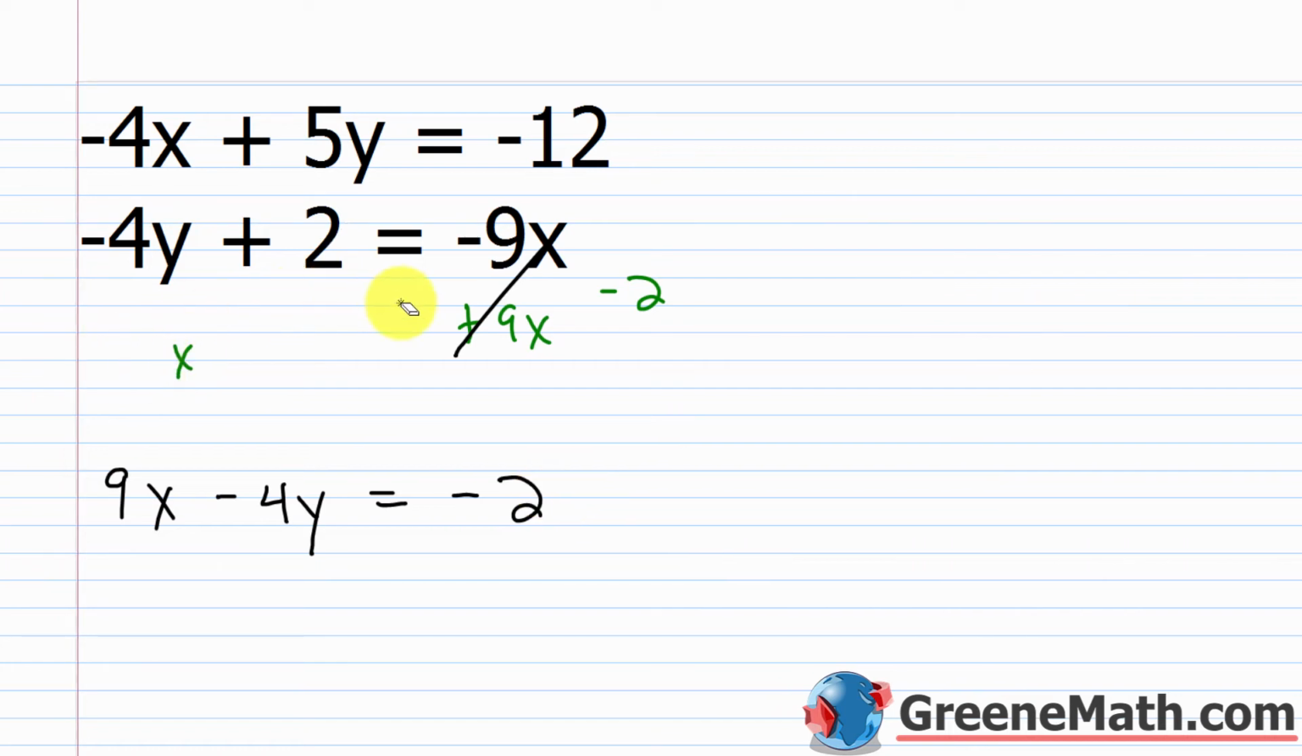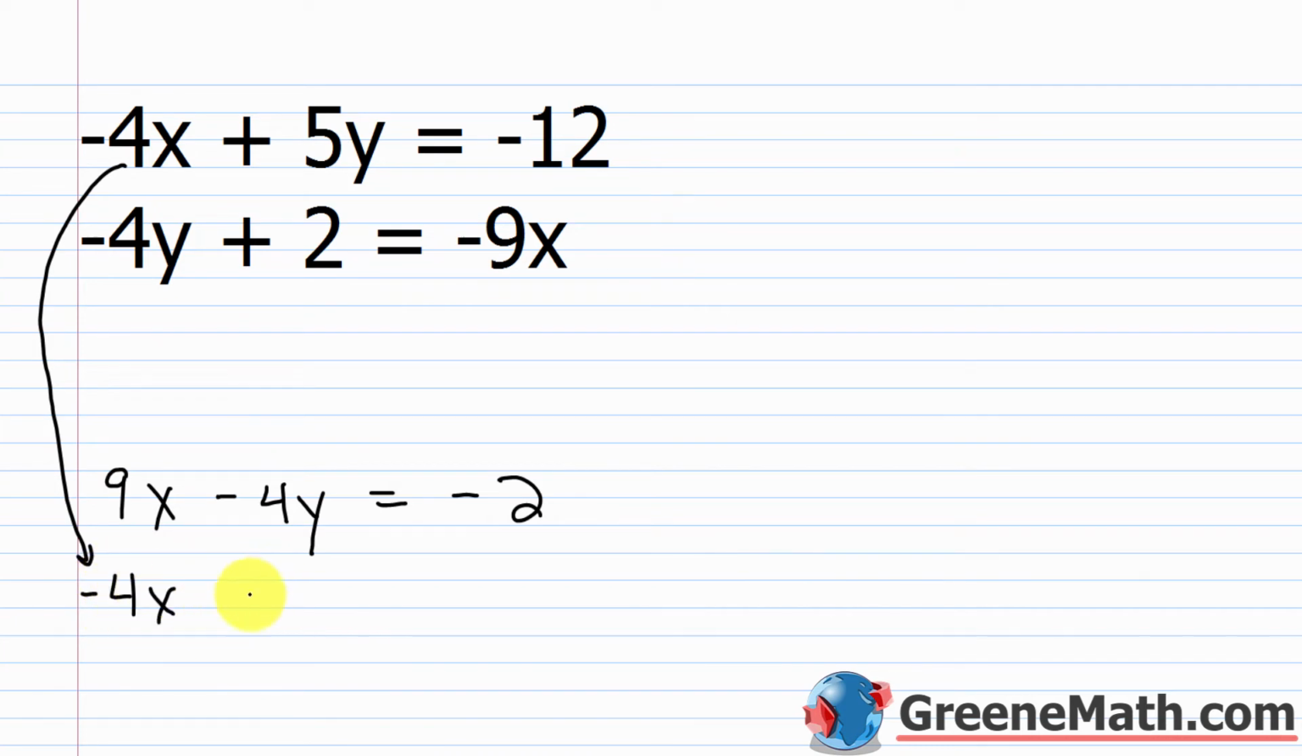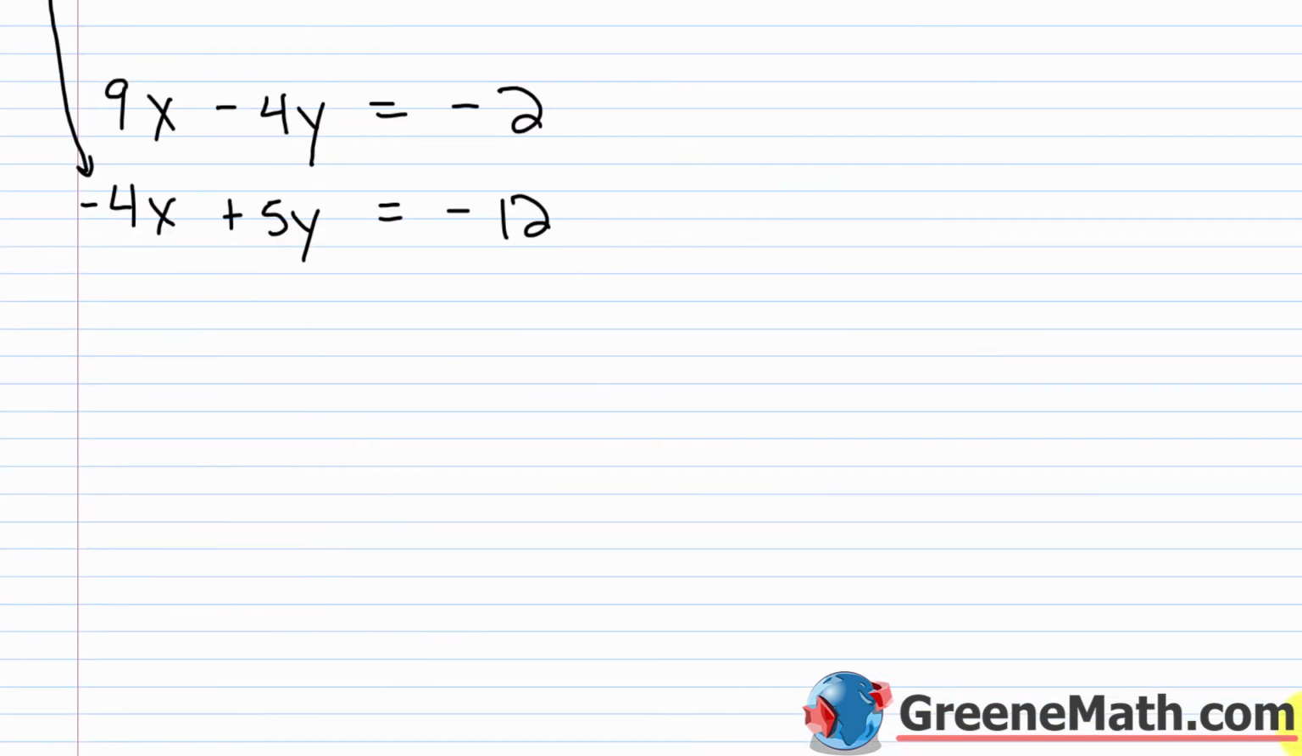All right, so let's erase this real quick. And I'm just going to drag this other equation down here so they're on top of each other. So we'll have negative 4x plus 5y equals negative 12. Okay, so now that the first step is completed and they're both in standard form, the next thing that I want to do is look at the coefficients on my variables. So for the x variable, I have a 9 and I have a negative 4.